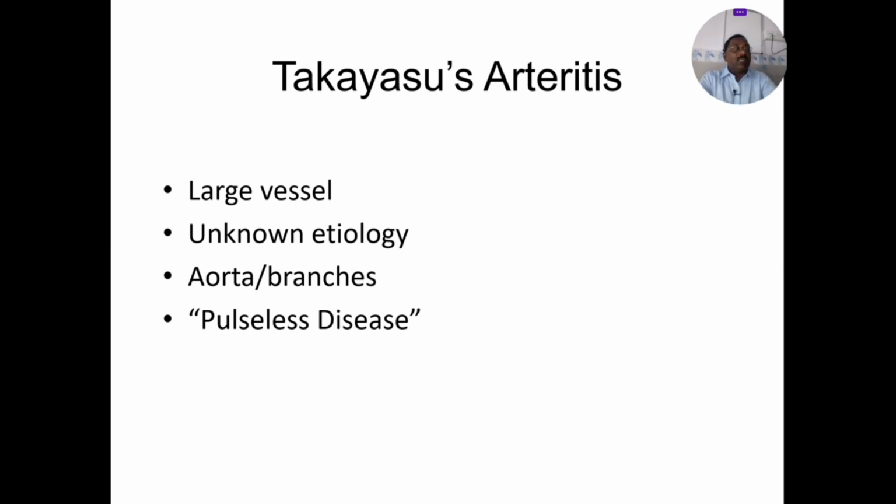Now move on to Takayasu arteritis. The name was given by a Japanese medical scientist by name Takayasu. It's a large vessel vasculitis, unknown etiology. Aorta and its branches are involved here. It is also called pulseless disease.